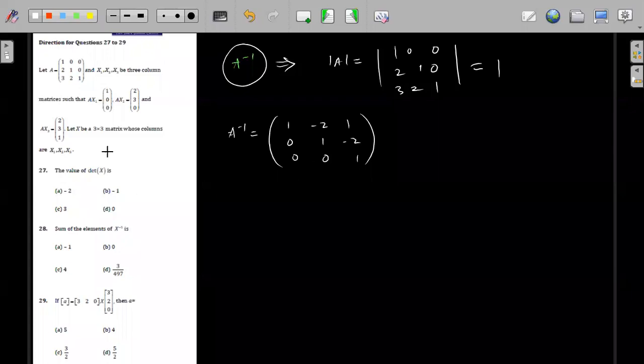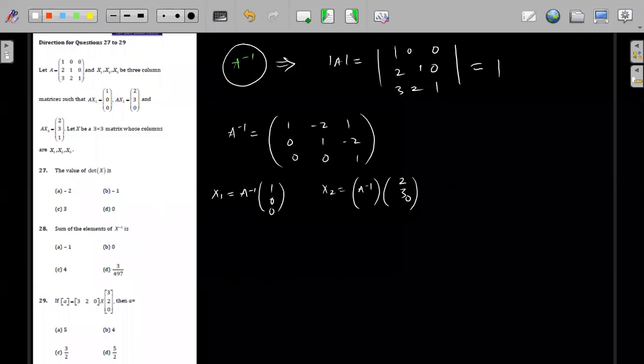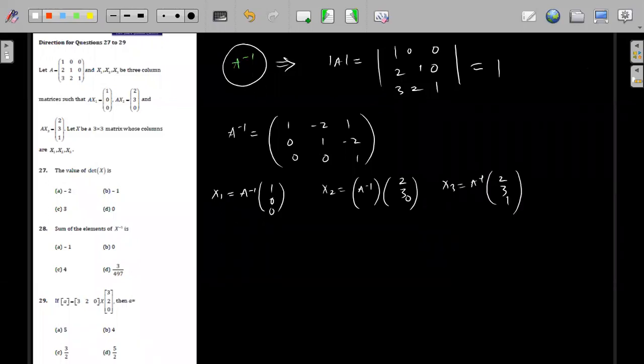Fine. Now x1 I get as A inverse into 1, 0, 0, x2 I get as A inverse into 2, 3, 0, and x3 I get as A inverse into 2, 3, 1. Oh sorry, I have to transpose. Yes, transpose. That is what I was saying: 1 minus 2, 0, 1 minus 2, and then 0, 0, 1. Yes, very good. See, I would have made a mistake, right?